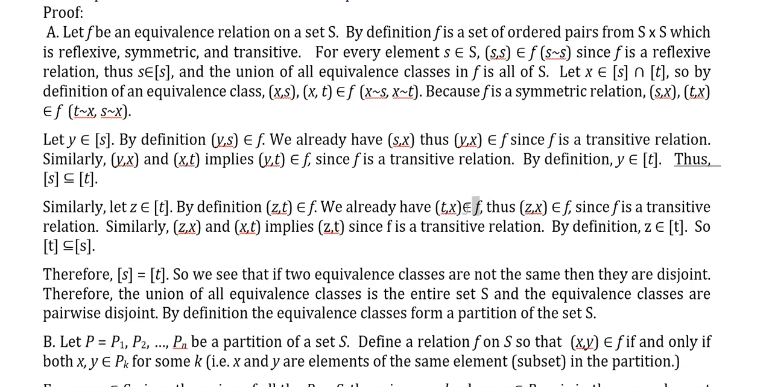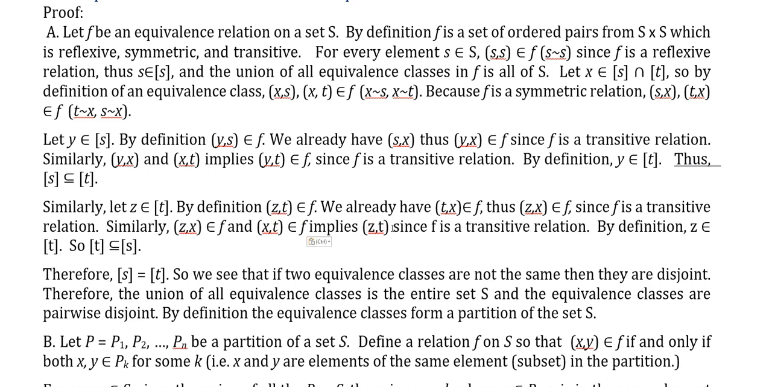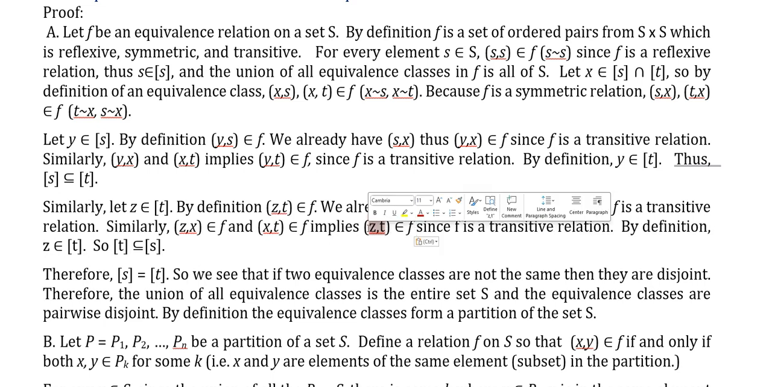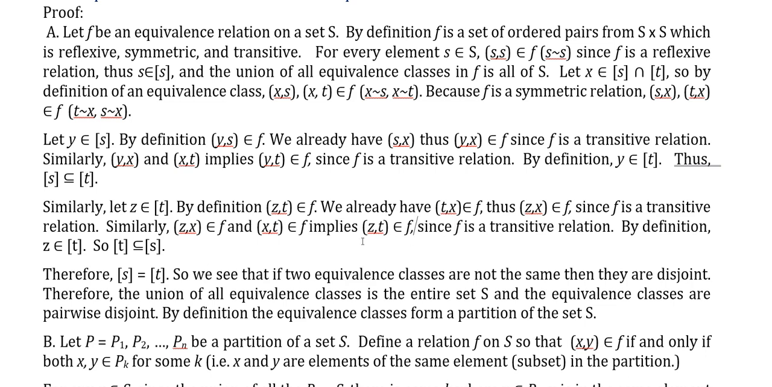And those are both in F, I need to say. Implies Z is related to T. And again, that's because of transitivity of F. Z is related to X is related to T, Z has to be related to T. And that's what we mean by this being a subset there. That's because F is transitive again. So now what do we have? We have Z is in T.